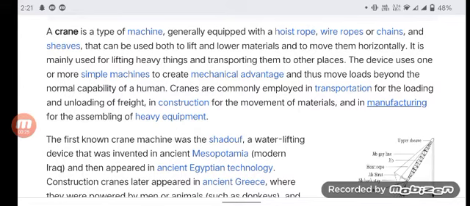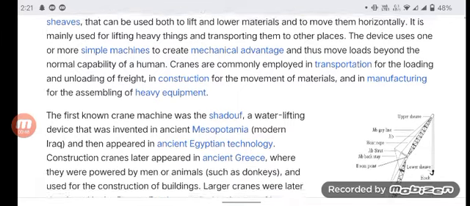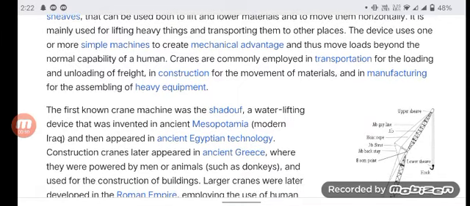The device uses one or more simple machines to create mechanical advantage and thus move loads beyond the normal capability of a human. Cranes are commonly employed in transportation for the loading and unloading of freight, in construction for the movement of materials, and in manufacturing for the assembling of heavy equipment.